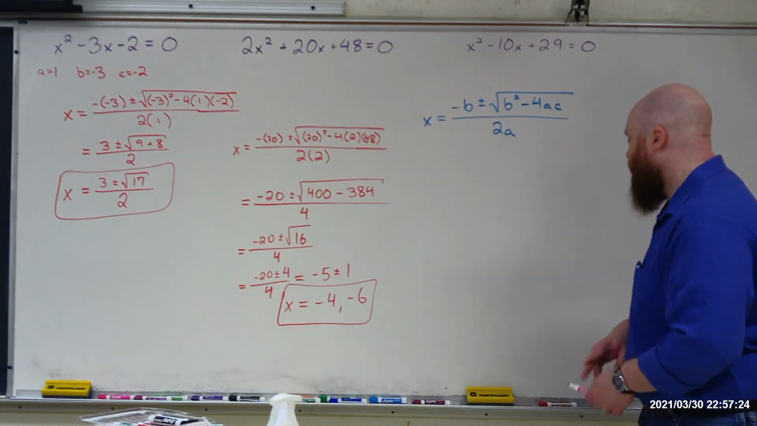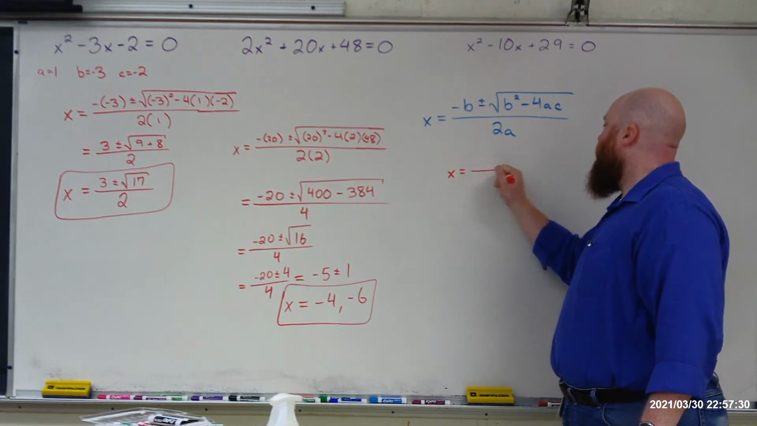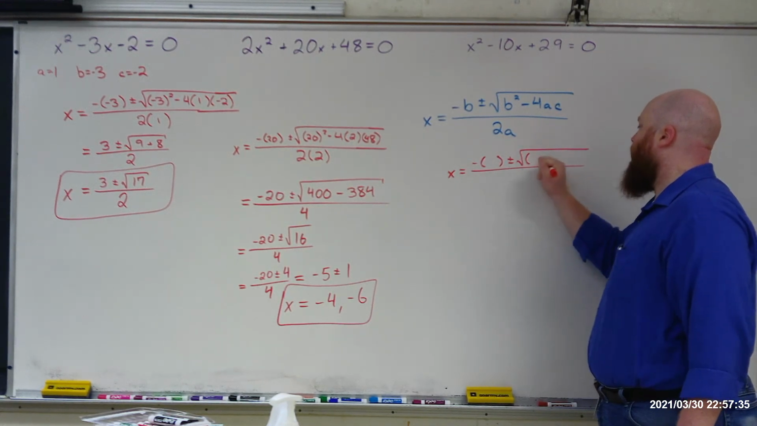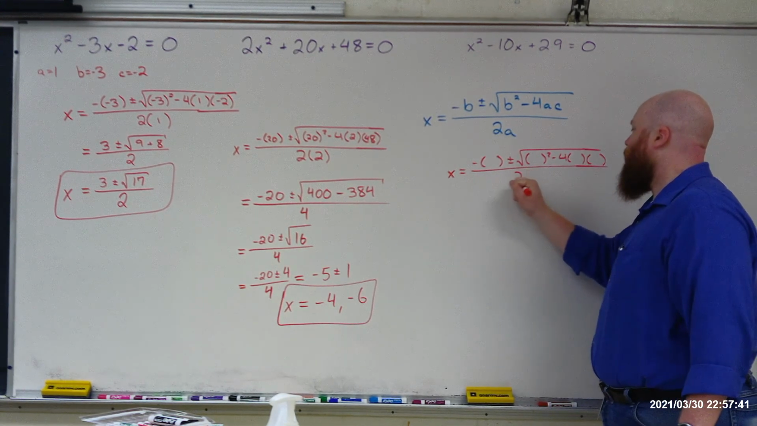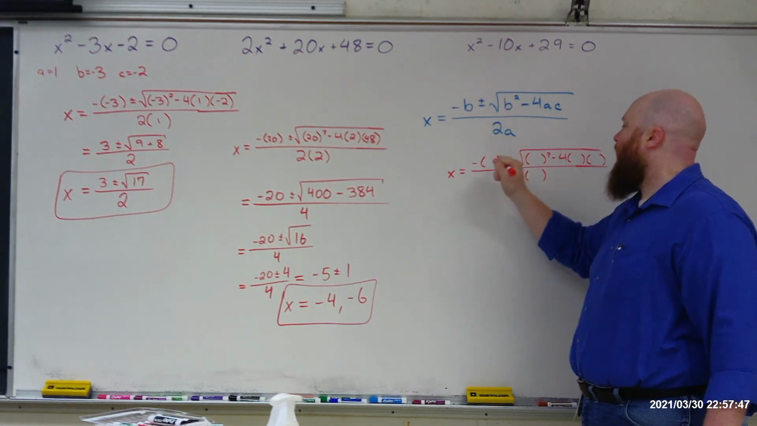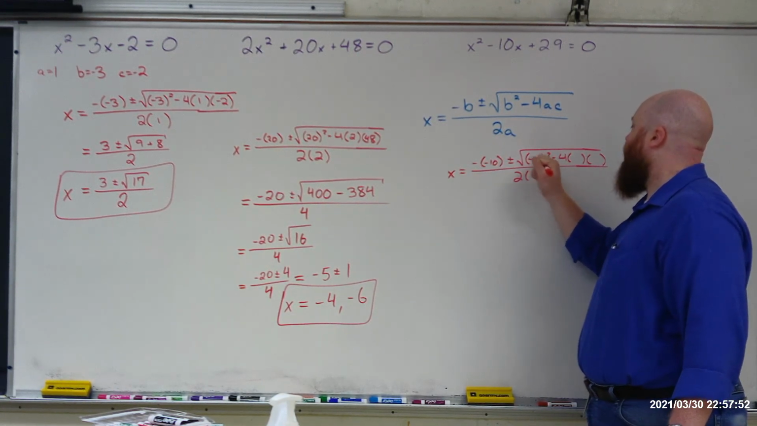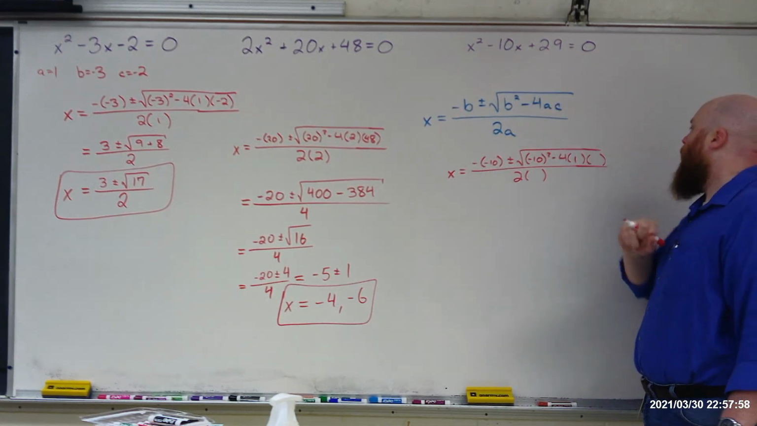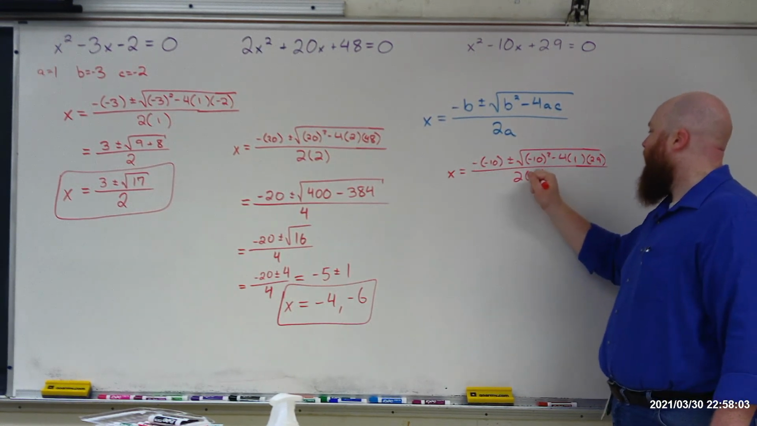What about this one? Go ahead and we'll solve this example as well. X is equal to negative b plus or minus the square root of b squared minus 4ac all over 2a. Populate in our values. B is negative 10. Don't forget that negative is important. Plus or minus the square root of b squared. That's negative 10 squared. Minus 4a is 1. There's nothing written, so we assume it to be 1. C is 29. All over 2 times a is 1.